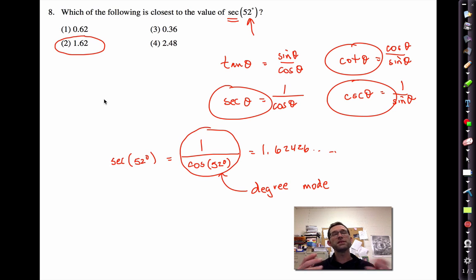And again, this may seem trivial. It may seem like, well, I'm just pushing some buttons on my calculator, and you are. But what it's really testing is, do you know that secant of an angle is 1 divided by the cosine of the same angle? You have to know that to do this problem. Your calculators don't have a secant button on them. All right, I'm going to clear this out. Here we go.